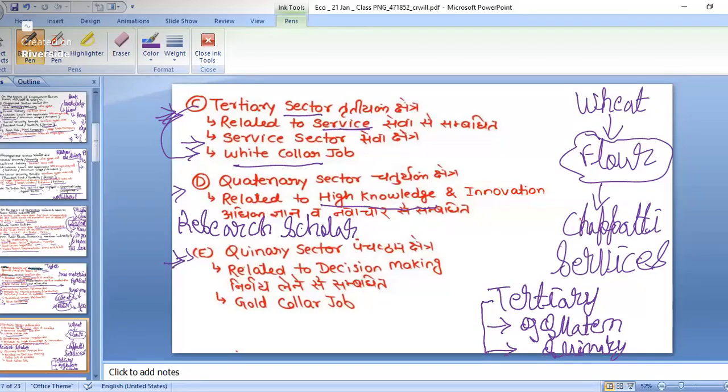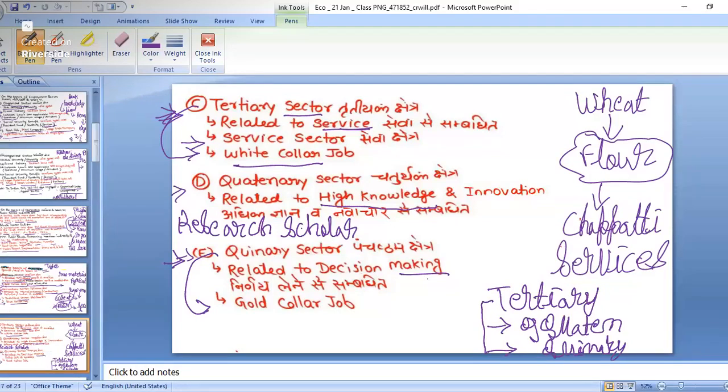Then we have the quinary sector. The quinary sector is related to decision making, and this sector is known as gold collar job. We will see various examples of it, then you all will be able to understand easily. So what is the quinary sector?